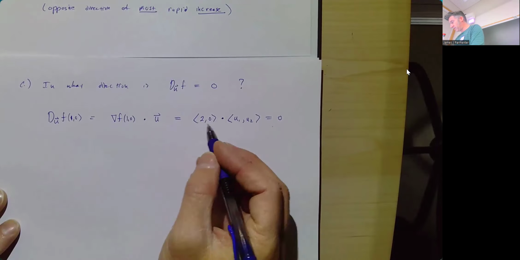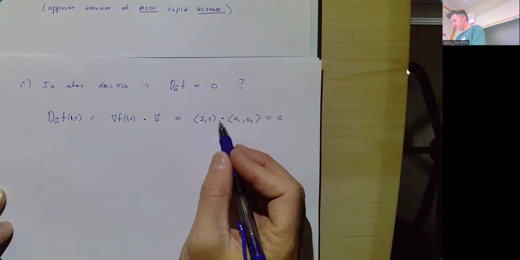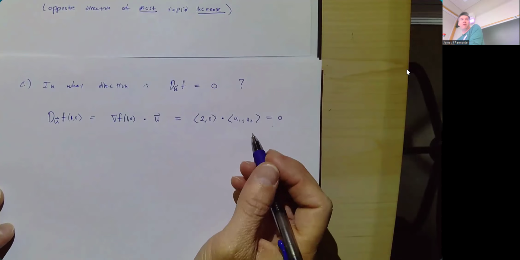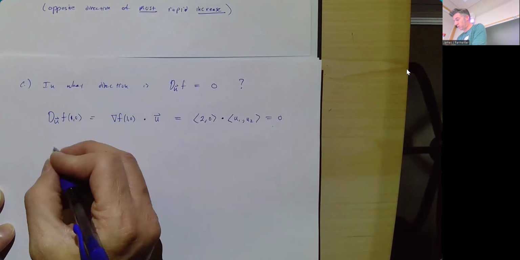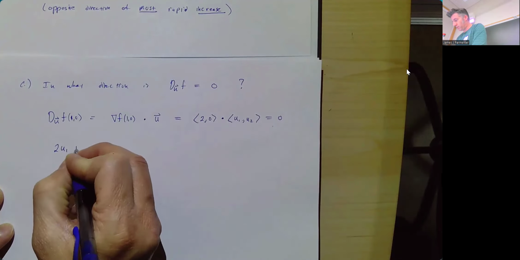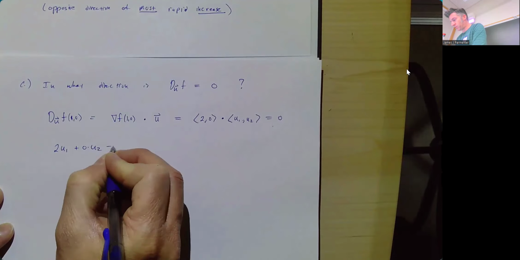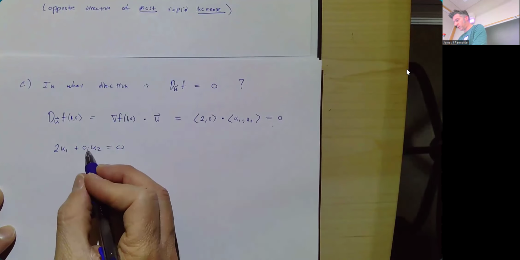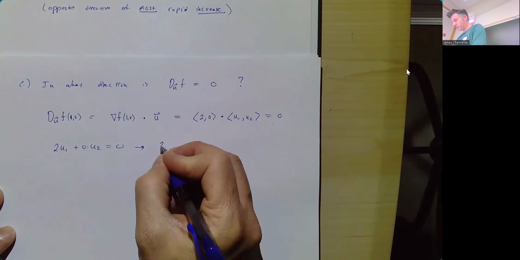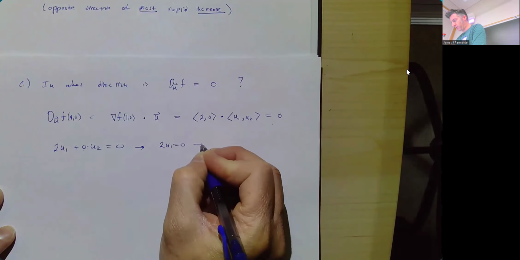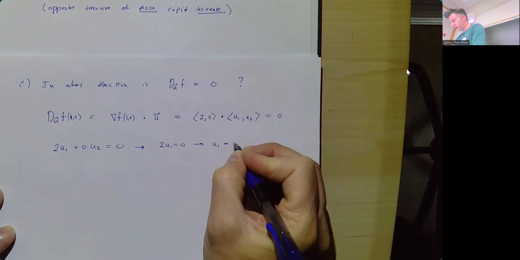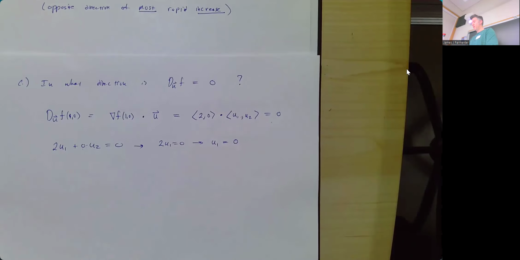Right, so dotting these together, you're just going to multiply the corresponding components together. So you're going to get 2 times u1 plus 0 times u2 equals 0. 0 times anything is 0, so I really just get 2 times u1 equal to 0, or u1 equal to 0 divided by 2, which is still 0. Damn, that didn't tell me the whole vector. I don't know what u2 is.